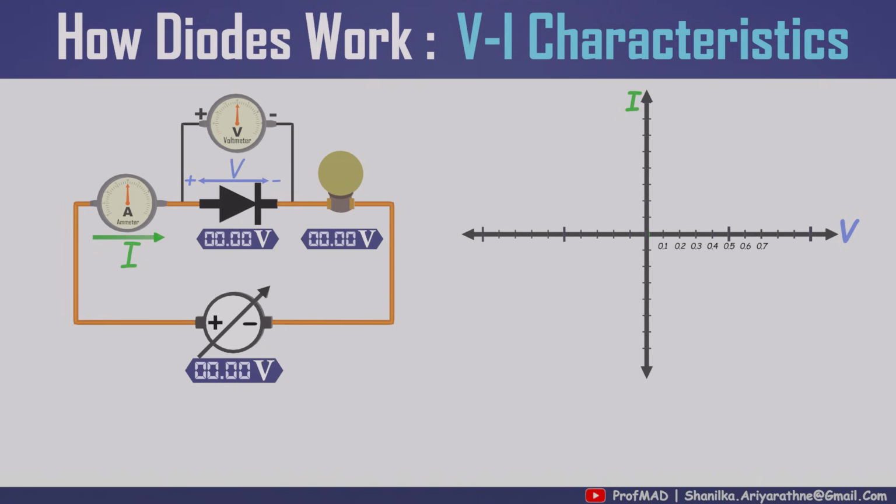As we begin increasing the voltage, something interesting happens, or rather nothing happens at first. Even as the voltage rises, the current stays essentially at 0. This continues until we reach about 0.7 volts. Right around 0.7 volts, the behavior suddenly changes. The current starts increasing very rapidly, almost like the diode has flipped from an open switch to a closed one.